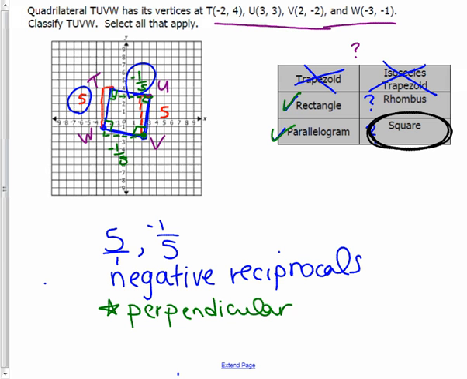And a square is also considered a rhombus. You remember your quadrilateral tree? So if it's a square, it's got to be a rhombus, which means it's got to be a rectangle, which means it's got to be a parallelogram. So all of those would actually be your answer for sure.